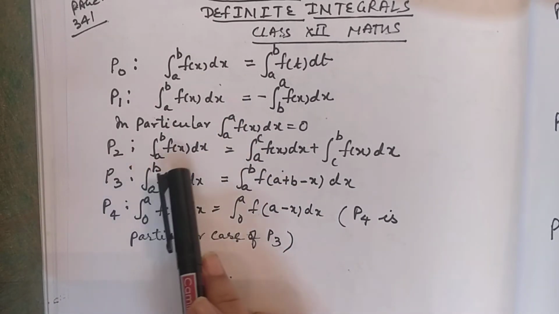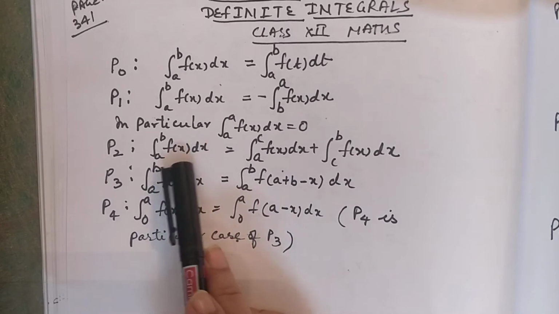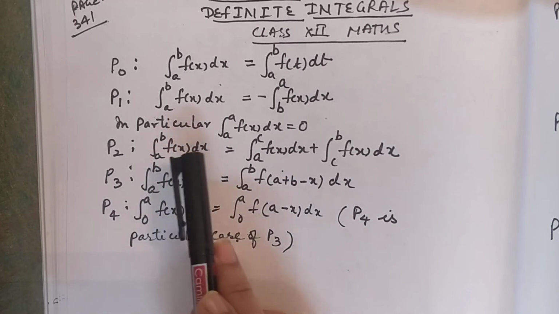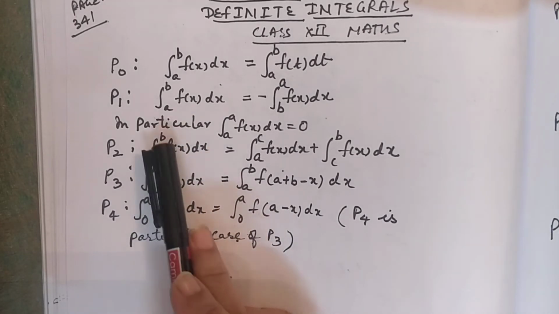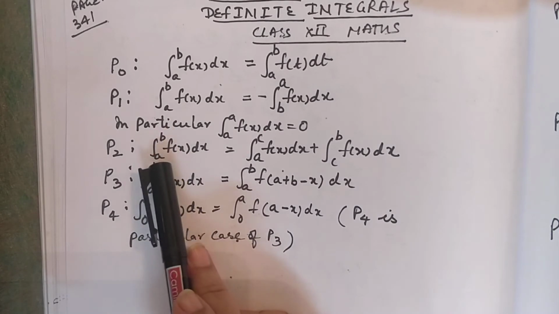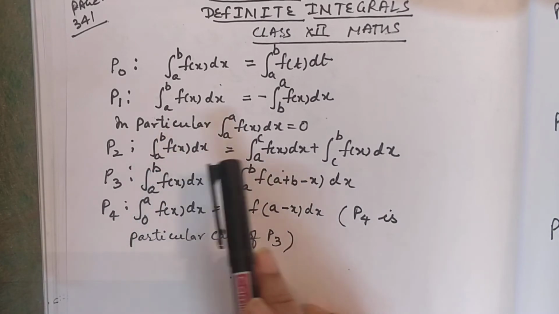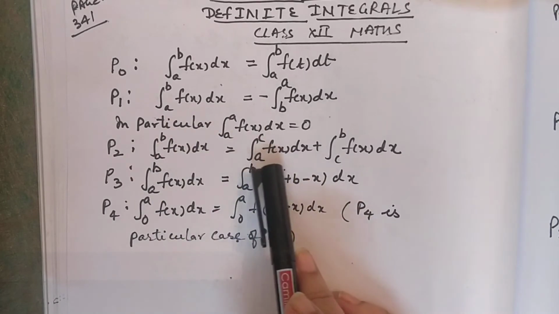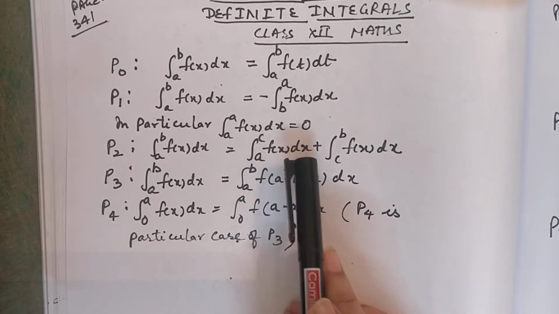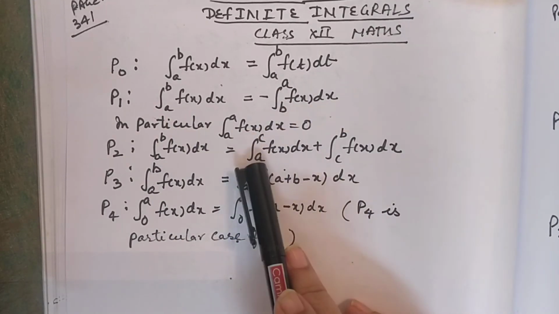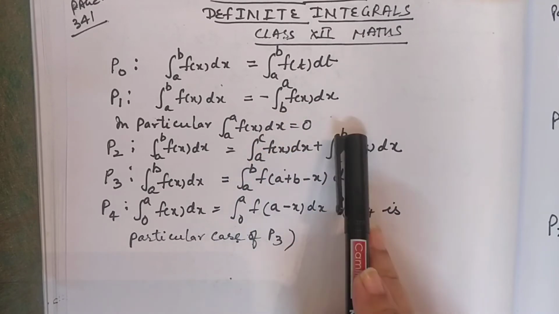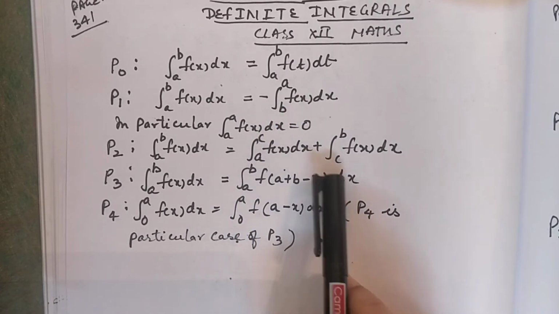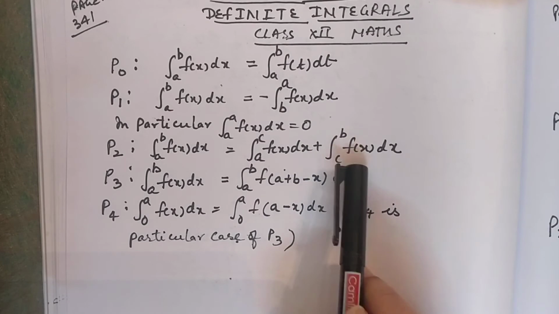Now P2, it states that integral of any function f(x) dx from a to b can be written by splitting the limits. Means instead of writing a to b, you can write from a to c f(x) dx plus c to b f(x) dx.